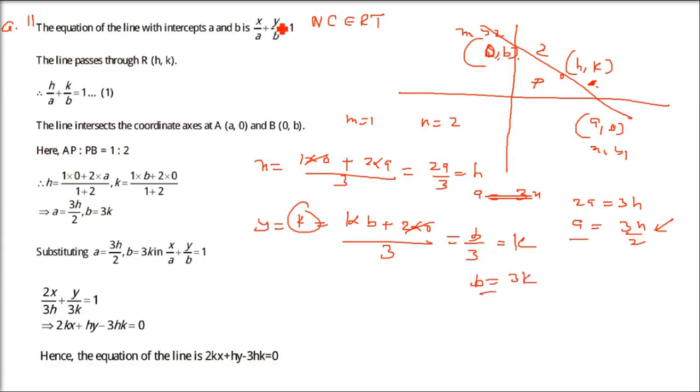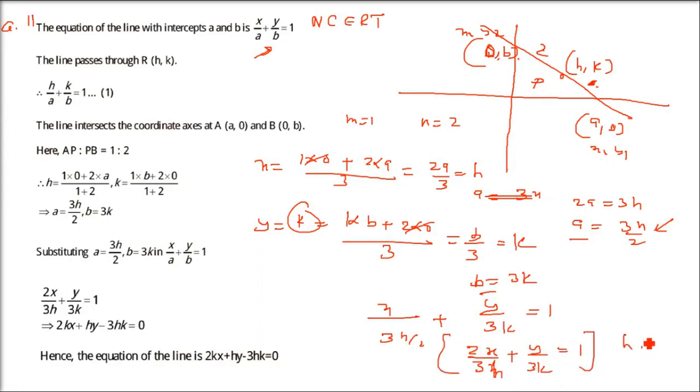Now a and b are known to us. Put them here: x by a, which is 3h by 2, plus y by b, that is y by 3k, equals 1. Now take this up in the numerator. It will be 2x by 3h plus y by 3k equals 1.